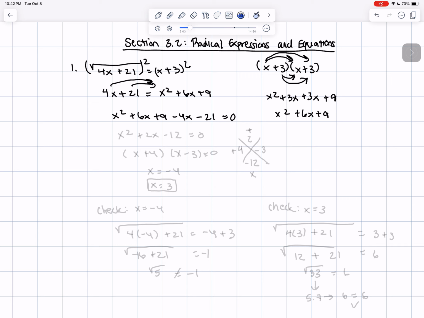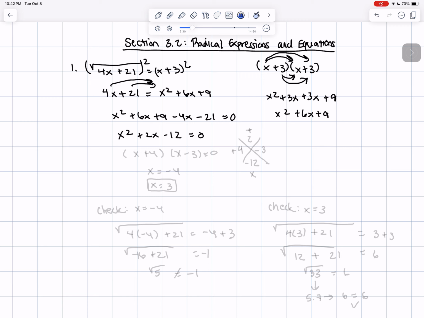So now we combine like terms. 6x minus 4x gives me what? That's going to be plus 2x. And then 9 minus 21 is going to be 12, so minus 12.